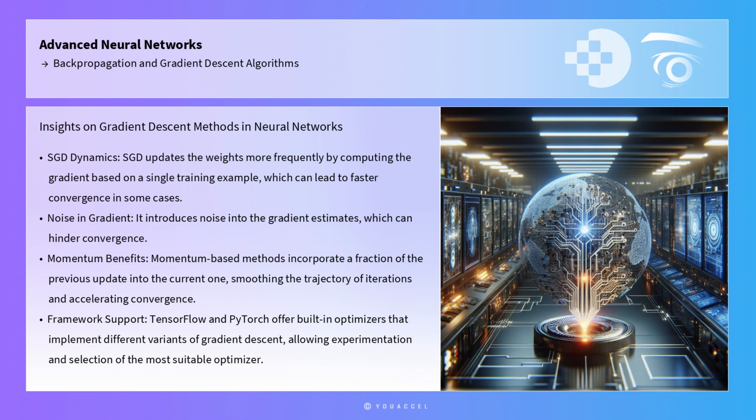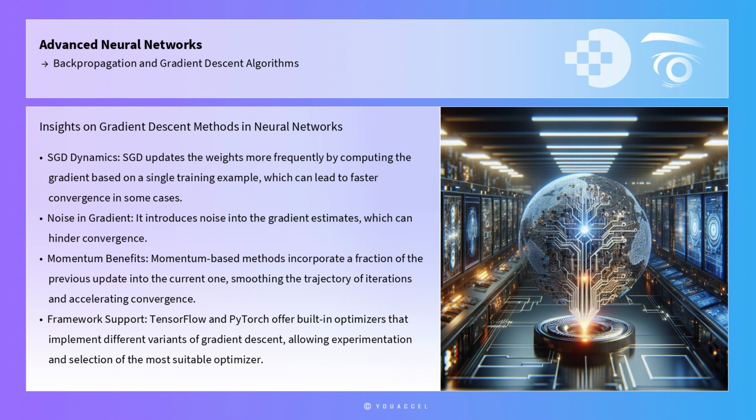SGD, for example, updates the weights more frequently by computing the gradient based on a single training example at each iteration, which can lead to faster convergence in some cases. However, it introduces noise into the gradient estimates, which can hinder convergence. Momentum-based methods help overcome this by incorporating a fraction of the previous update into the current one, effectively smoothing the trajectory of the iterations and accelerating convergence, especially in the presence of ravines in the error surface.